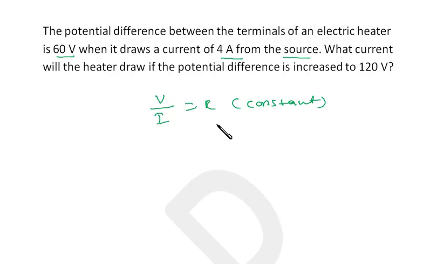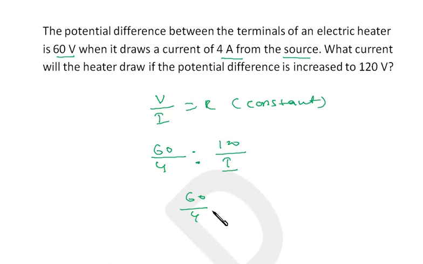Okay, so the resistance of the conductor will be constant. Initially V is 60, now V is 120. So if the current was initially 4 ampere, now it will be 8 ampere, right? Because V by I is constant. Initially V was 60 and I was 4; when the voltage is 120, we have to find out I.